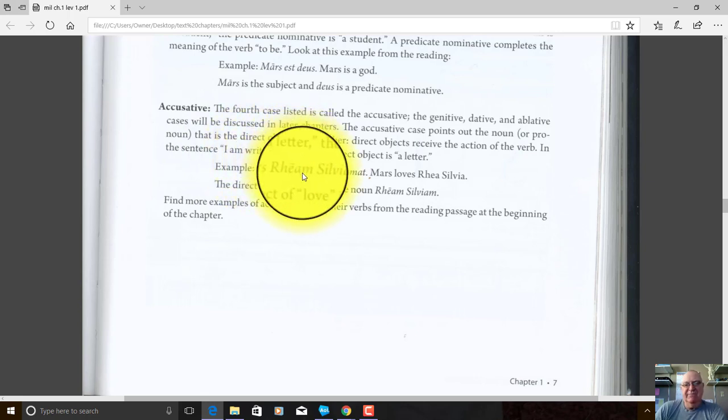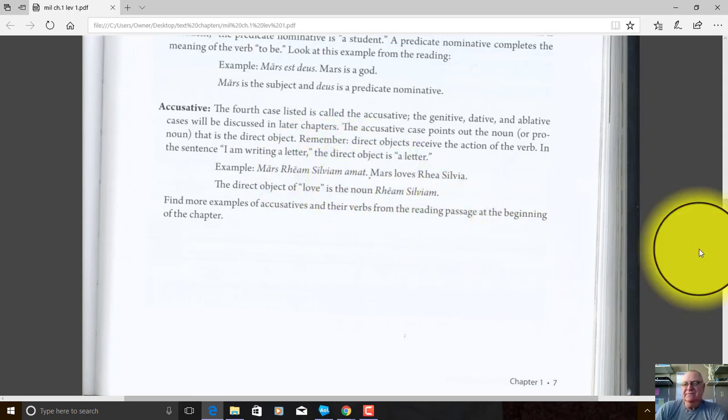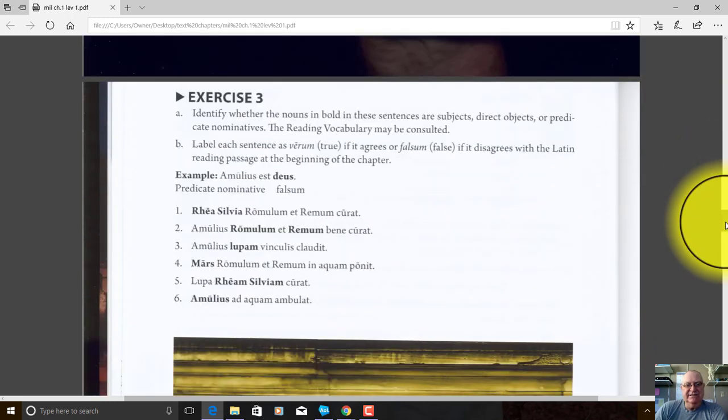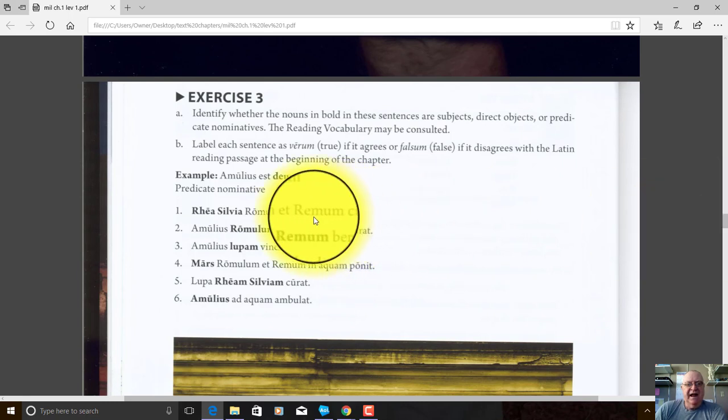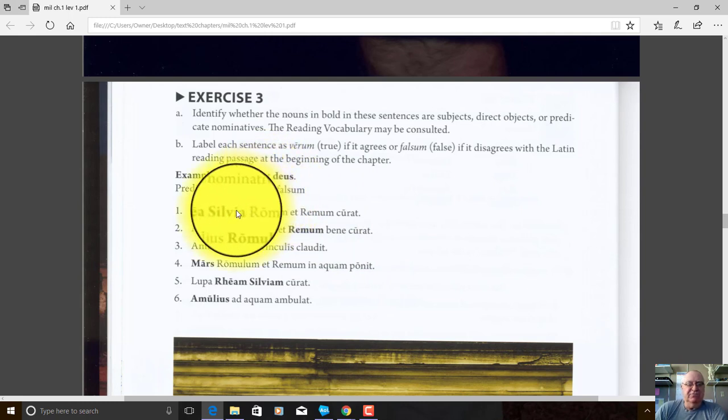So the letter would end in AM here because epistola is a feminine noun. Okay, and if you don't understand that, email me and say, Mr. Sears, tell me more about the direct object. And here you have an exercise 3 where you identify the bolded words.